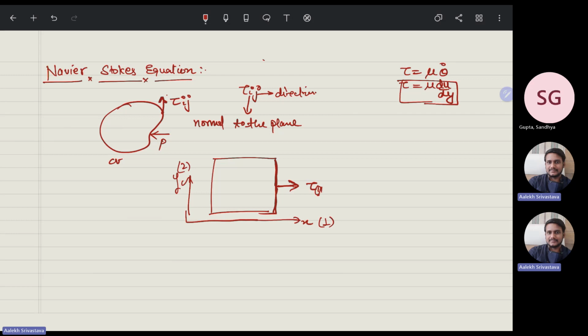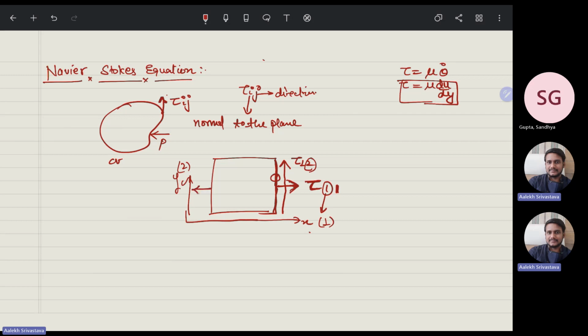And the second thing, so if I write tau 1 1, this represents the plane normal, so that is in x direction. And second is the direction of this force. So direction of this force or this stress is also in x direction. Now similarly, if I draw in this way, what will represent this? So this is the direction of the force. So if it's in this way, it is tau 1 2, because the normal to this area is in the x direction, but it is acting in the y direction.